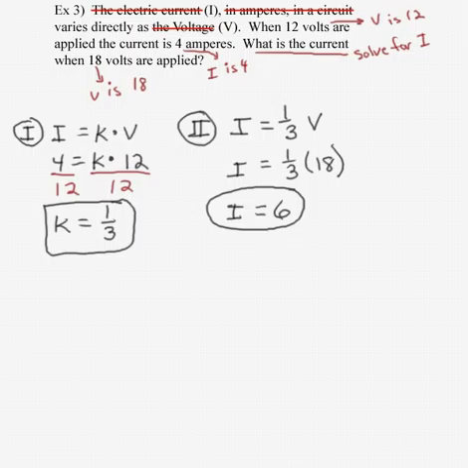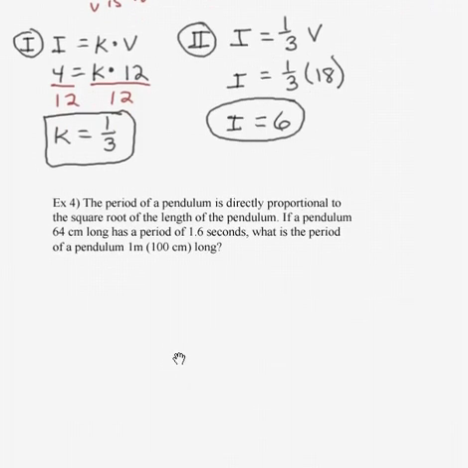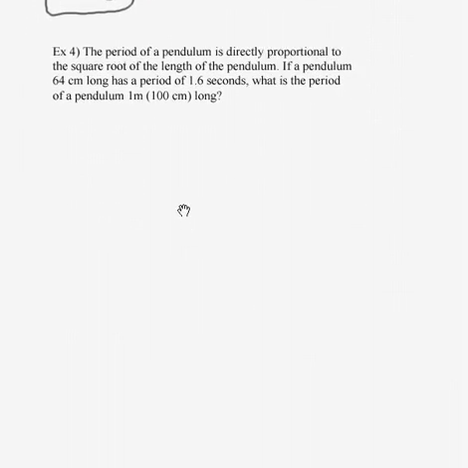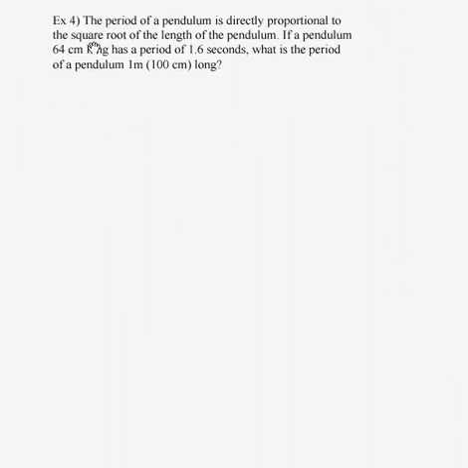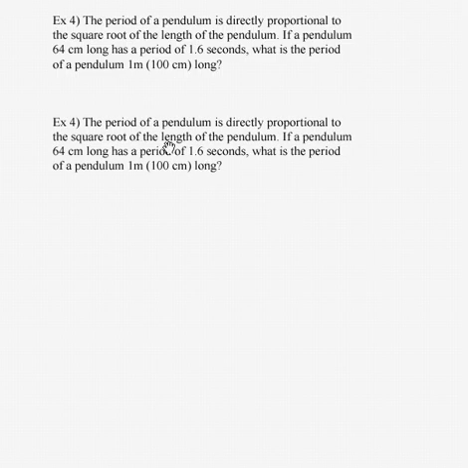Alright, so there's one look at a real-life situation expressed in sentences. Let's check out another one. It says the period of a pendulum is directly proportional to the square root of the length of the pendulum. If the pendulum 64 centimeters long has a period of 1.6 seconds, what's the period of a pendulum 1 meter long? And that's what we're looking for. So let's try to pare this down to the essentials.